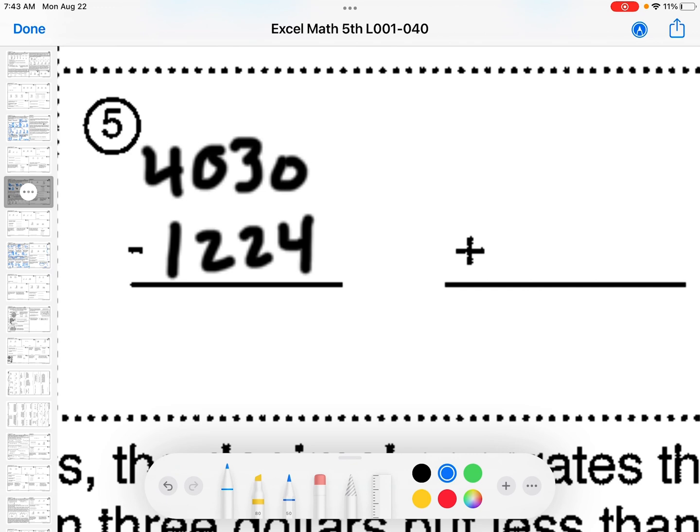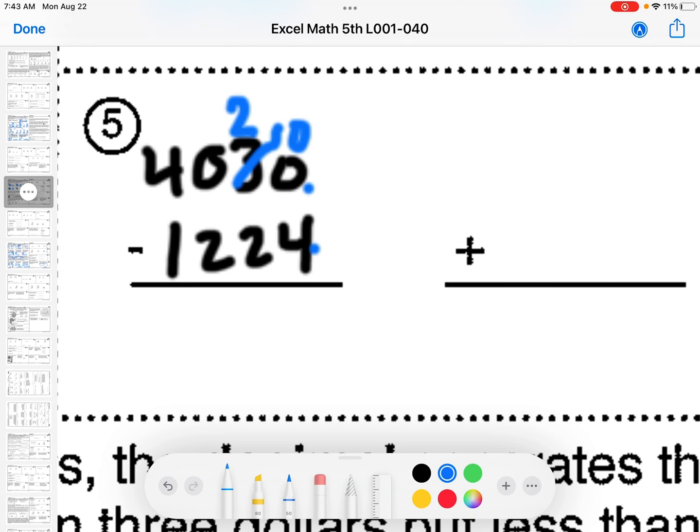You should have already done the problem. 0 minus 4 cannot do it. Now, here's where some of you probably got faked out. You probably drew a box. There's no box to be drawn here. 0 minus 4 can't do that. It's not 4. You go next door, and there's a 3 there. Regroup and make that a 2, just like back in the old days.